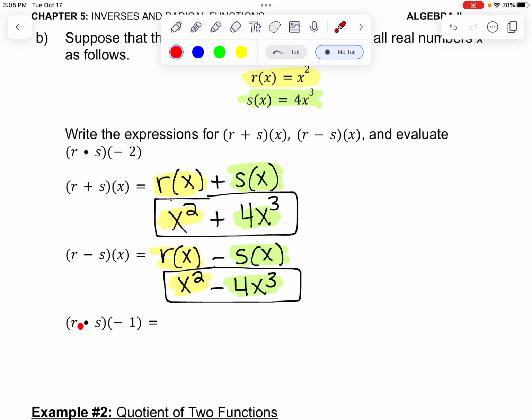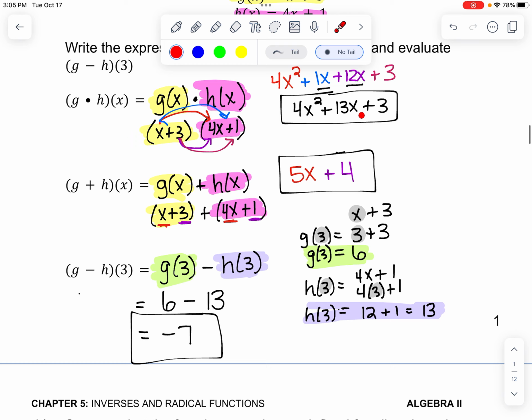So now the last one, r times s of negative 1. So like I did on the last page, the last example, I found each of those evaluated for 3 separately, and then I just subtracted what those numbers were.